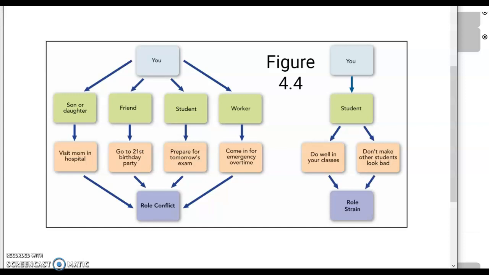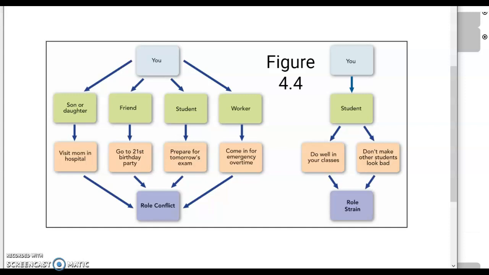So in role strain, it really is only focusing on one role, so you as a student and all the pressures. And then in role conflict, this is focusing on all the roles that you hold. So your family, your student, your friend, your worker, so all of those roles and all of those expectations pushing in on you. Now, both of these cause stress in your life, whether it's role conflict or whether it's role strain, they can be very, very stressful.